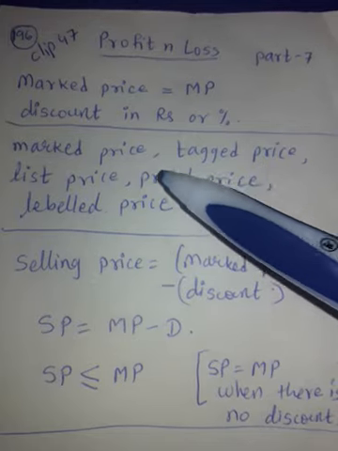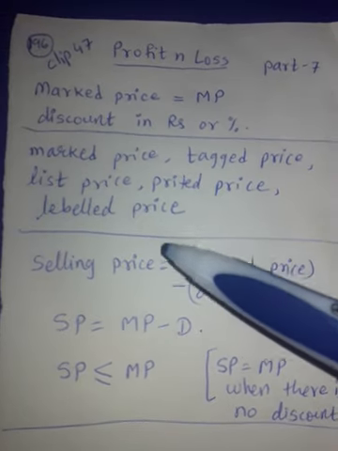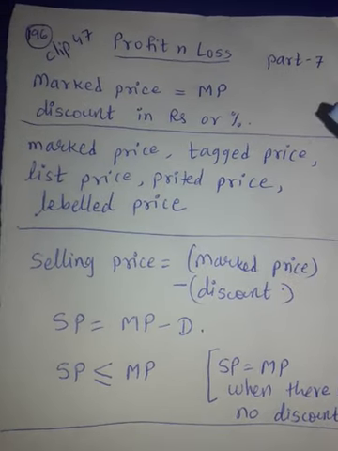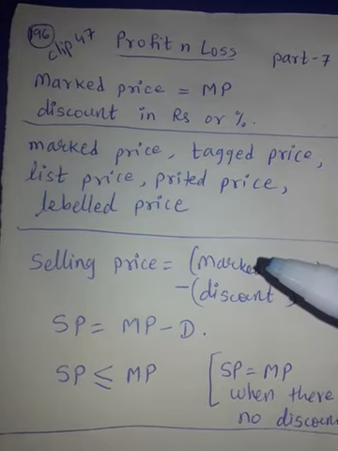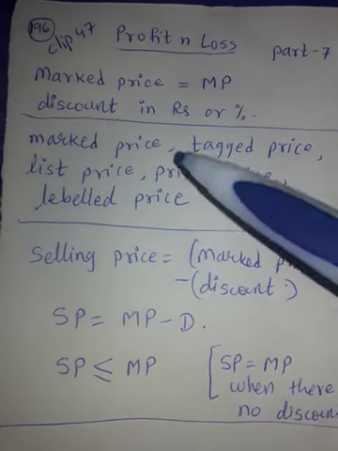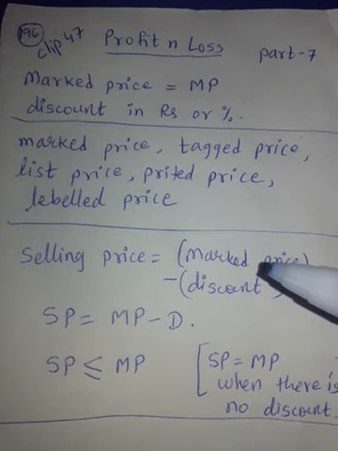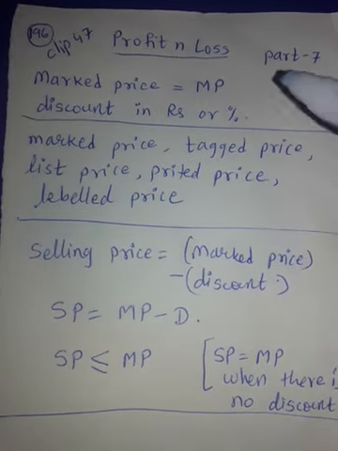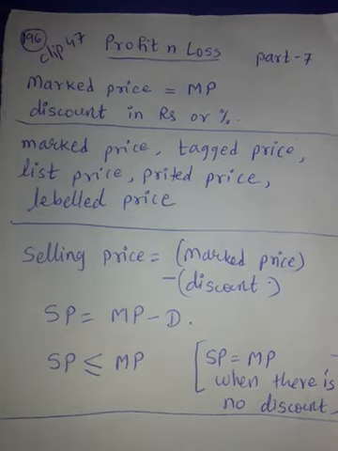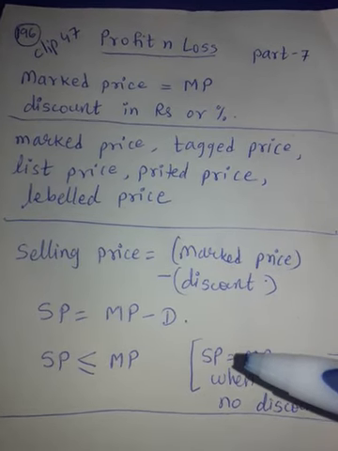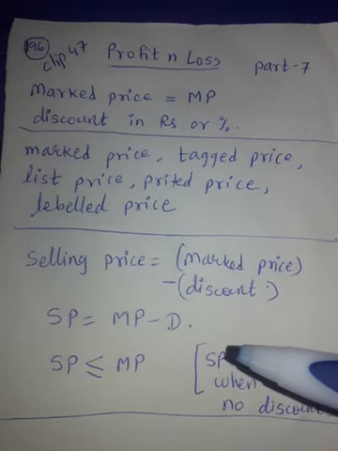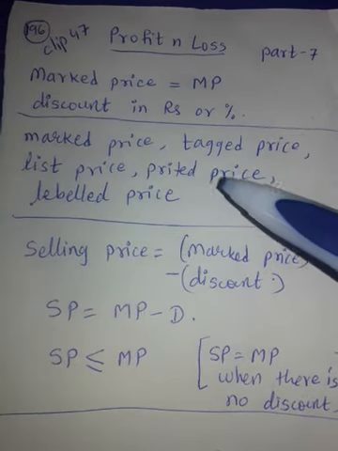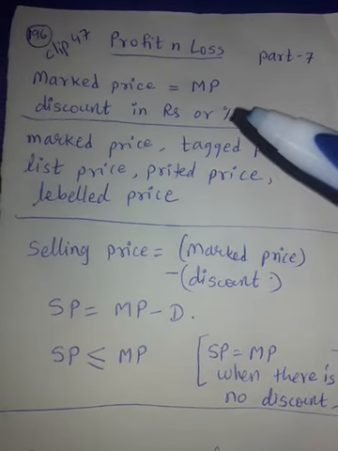Mark price, also known as tagged price, list price, printed price or labeled price. What is meant by this? Whenever you go to a shop, suppose you want to buy a dress or a shirt, there is a label on that where there is a price, isn't it? So we can call it a label or a tag where the price is mentioned. Sometimes the shopkeeper sells at that price only. He says to us that this is a fixed price shop, I'm not going to negotiate the price. So whatever price is there on that tag, we buy that dress or shirt at that price.